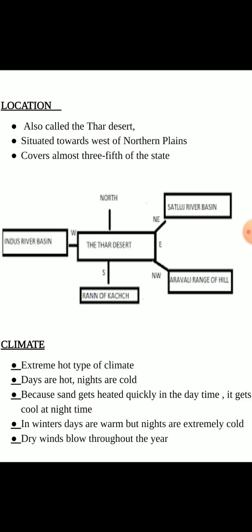Climatic condition of the Thar Desert: it is extremely hot. Days are hot, nights are cold because sand gets heated quickly in the daytime and similarly it gets cool in the night time. In the winter, days are warm but nights are extremely cold. Dry winds blow throughout the year. In local language, they are called lu or heat strokes.